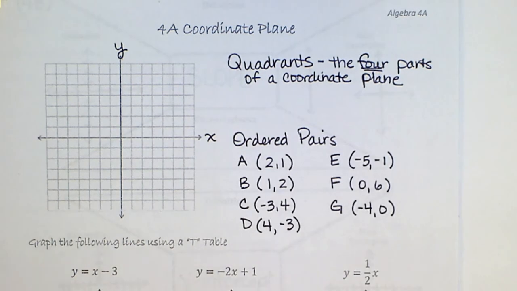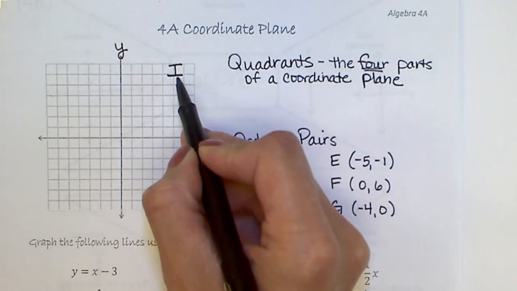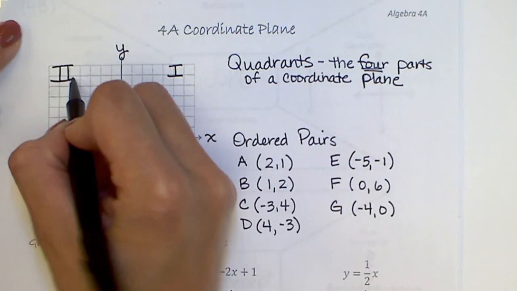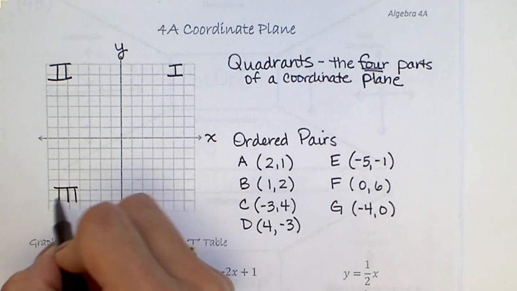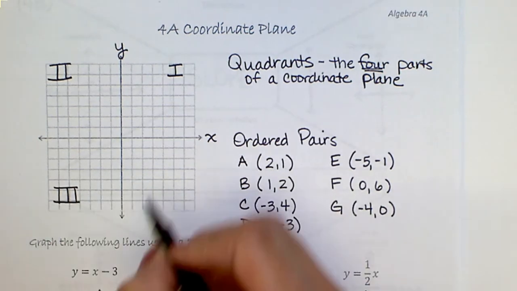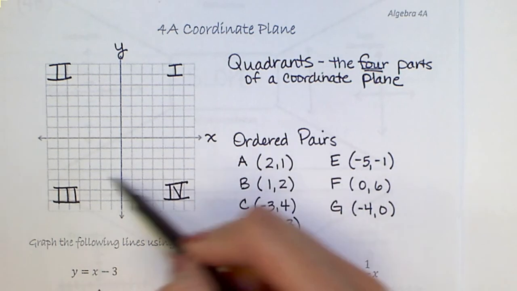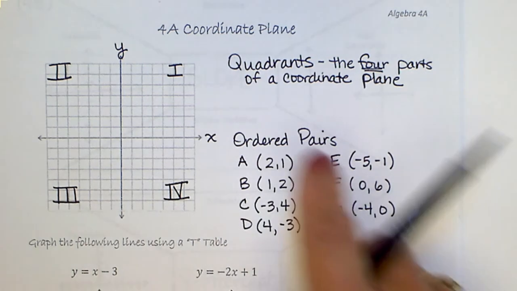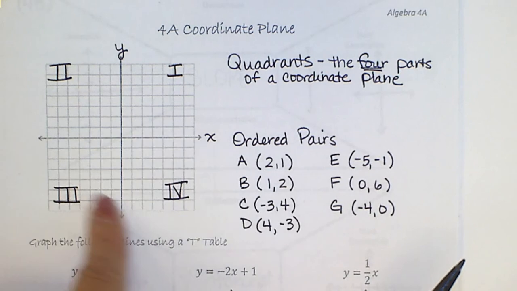Now the way that we label these quadrants, the top right is known as quadrant 1, but we use Roman numerals. The top left is known as quadrant 2. The bottom left is known as quadrant 3. And the bottom right is known as quadrant 4. Again, we are using Roman numerals and not just normal numbers. So here we have quadrants 1, 2, 3, 4. This is actually going in a counterclockwise direction.